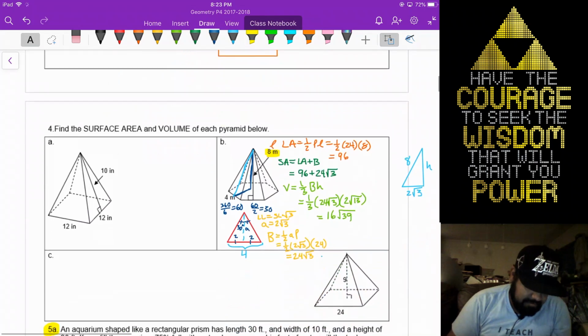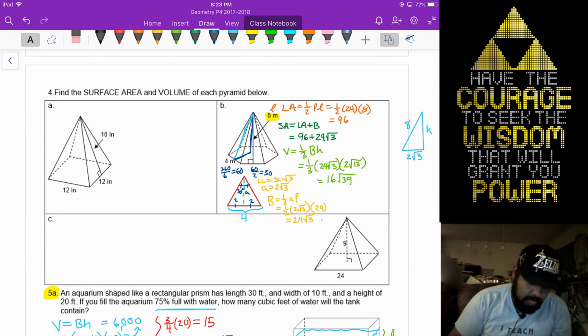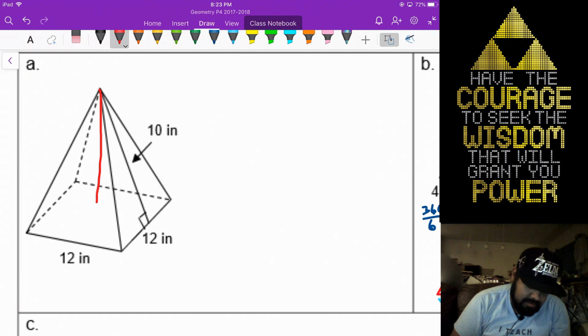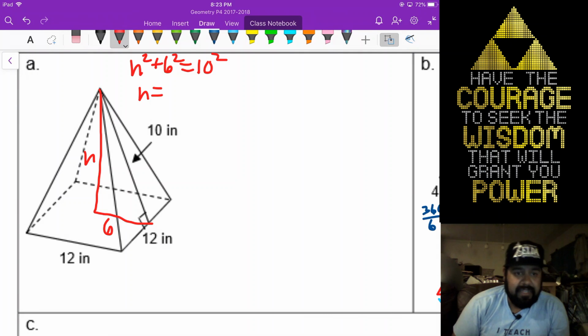Okay, so 4A and 4C. Alright, Sam, we're going to need to find the height of our pyramid. That's going to be 6 because it matches up with the 12 and that gets split in half. We're going to need to solve for h. So h squared plus 6 squared equals 10 squared. If you recognize this Pythagorean triple, you should know that this is 8.